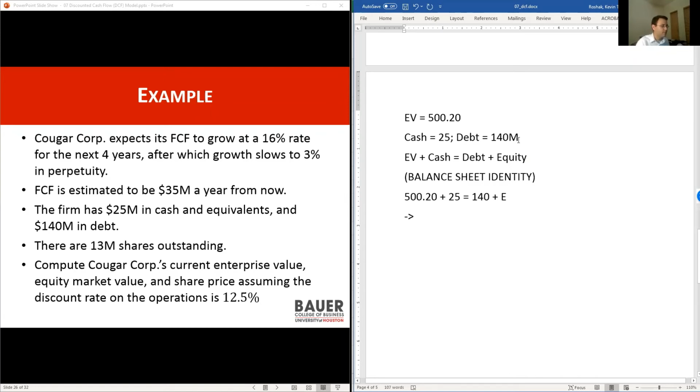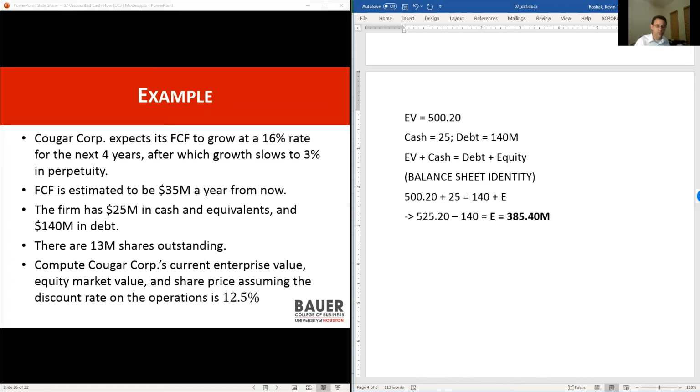We have 525.20 minus 140 is going to be the value of the equity. So you can plug this into your calculator real quick. 525.40 minus 140, we get 385 for equity. Now, the last step, if you're an equity analyst, is to try to figure out the share price. You want to have some number and say, this is what the share price should be. If it's more than that, then it's overpriced. If it's less than that, then the share is underpriced.